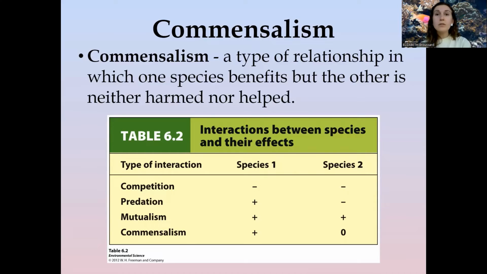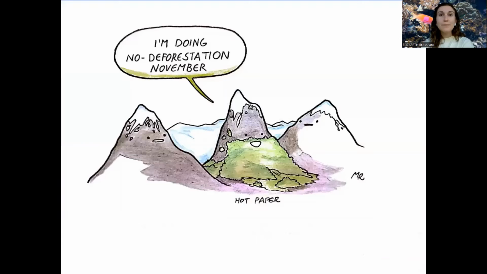I also think about barnacles on whales. Barnacles are filter feeders, so they need movement. They need that flow of water across them in order to actually have access to floating nutrients in the water. So barnacles on the side of whales, as the whale moves through the ocean, that barnacle is getting that flow of water across it, so it's able to get access to food, but the whales are not harmed and they're not helped by having those barnacles. It's a commensalistic relationship because it is neutral for the other party.